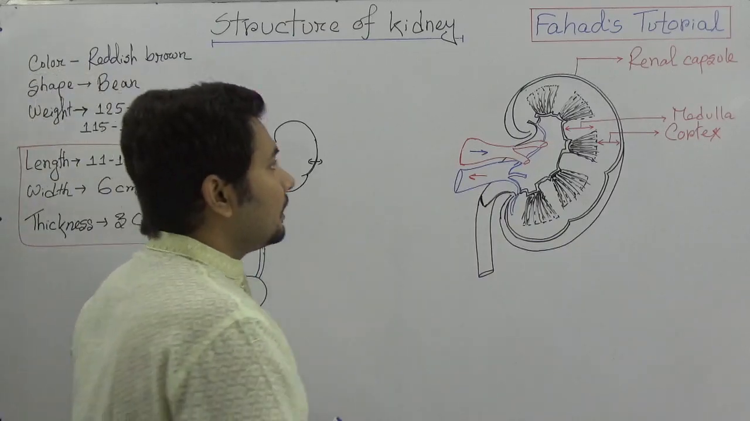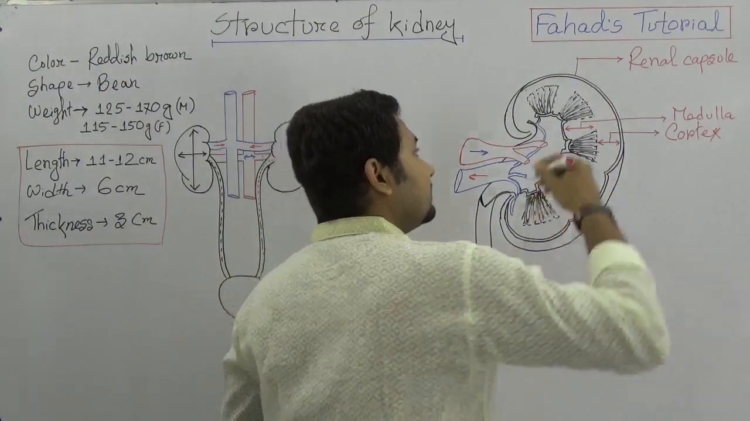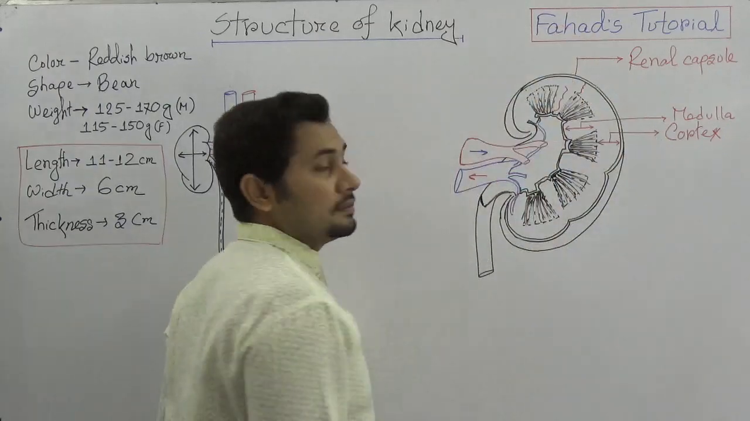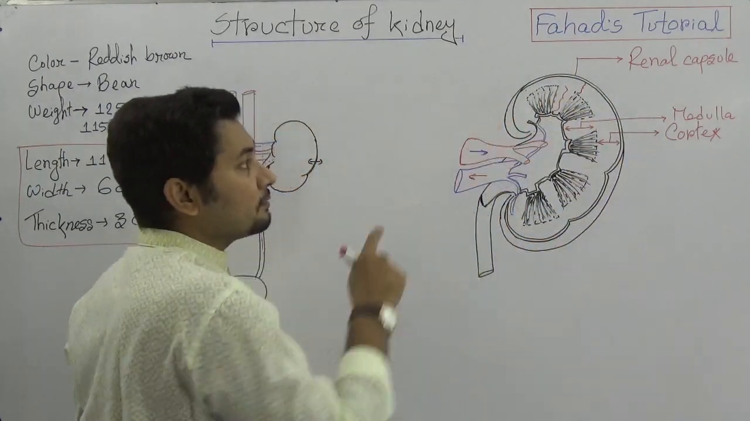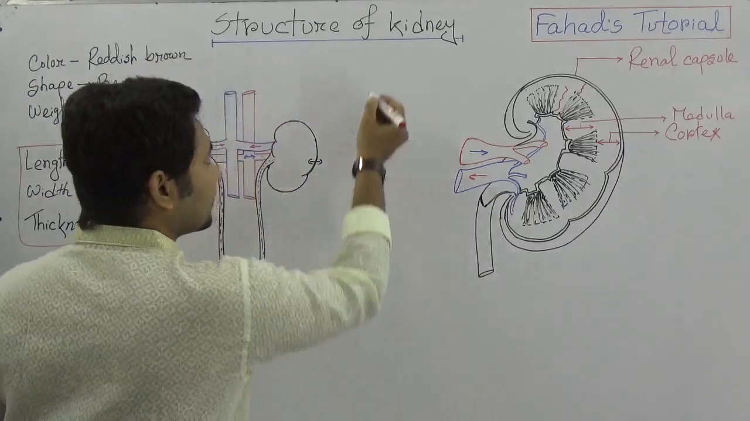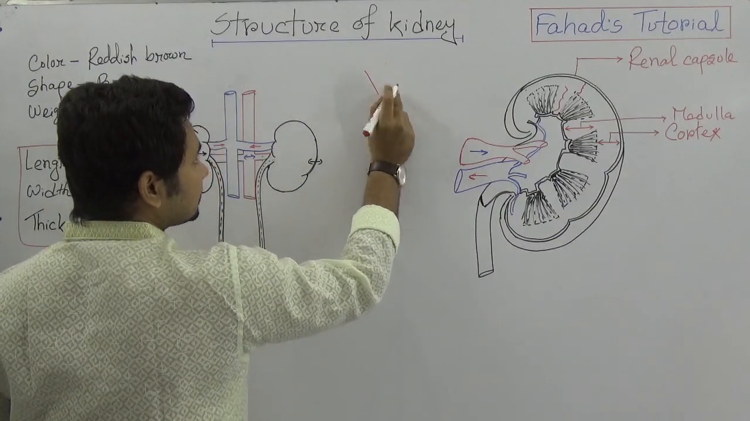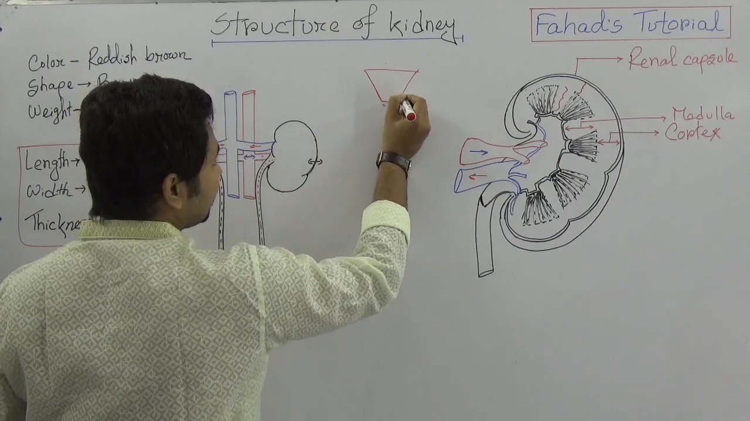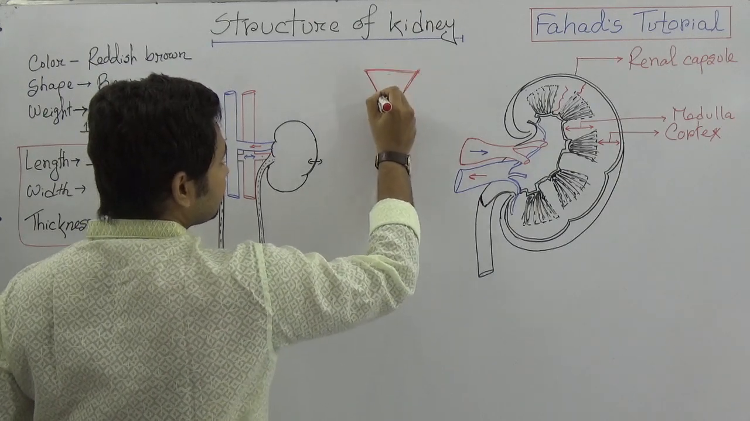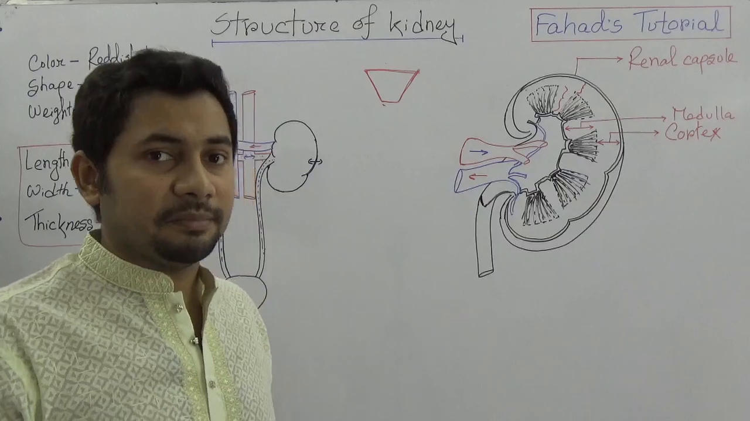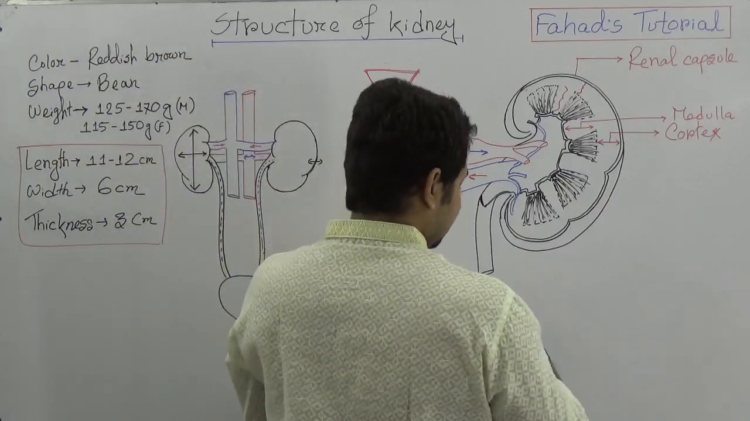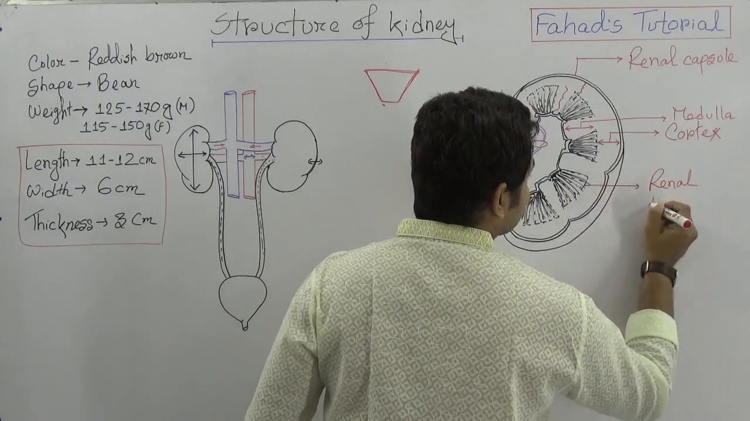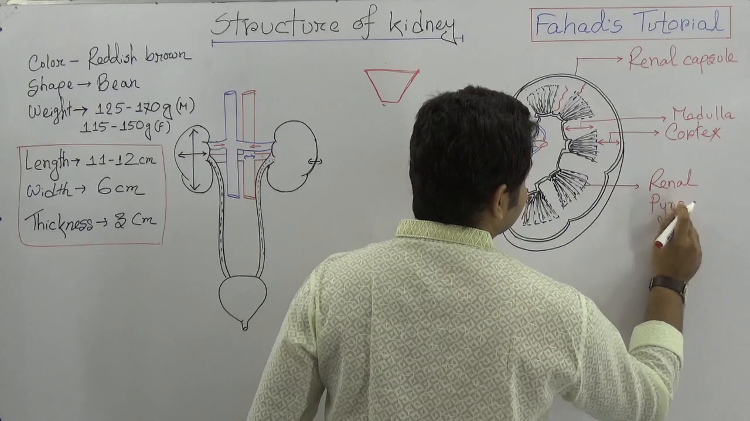Now you see this. The external layer, this one is the cortex, and this one is the medulla. In the medulla, you are watching that there is a triangular shaped part. This triangular part is known as the renal pyramid. The part actually is not an organ. The renal pyramid.